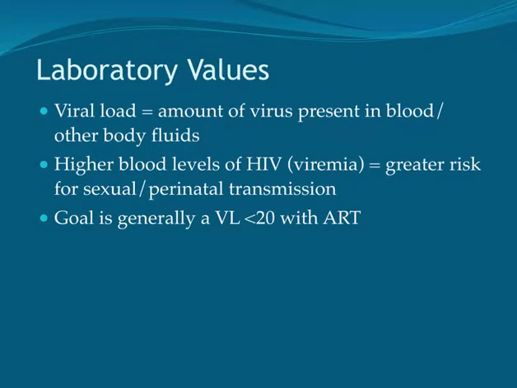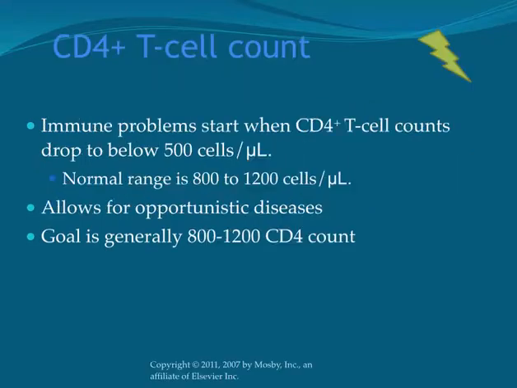There are some laboratory values that we're going to monitor. We're going to monitor the VL, which is the viral load, and that is just the amount of virus that is present in the blood or other body fluids. The higher the blood levels of HIV, the greater the risk for transmission. Our goal with ART, if you remember from pharm, is a viral load less than 20.